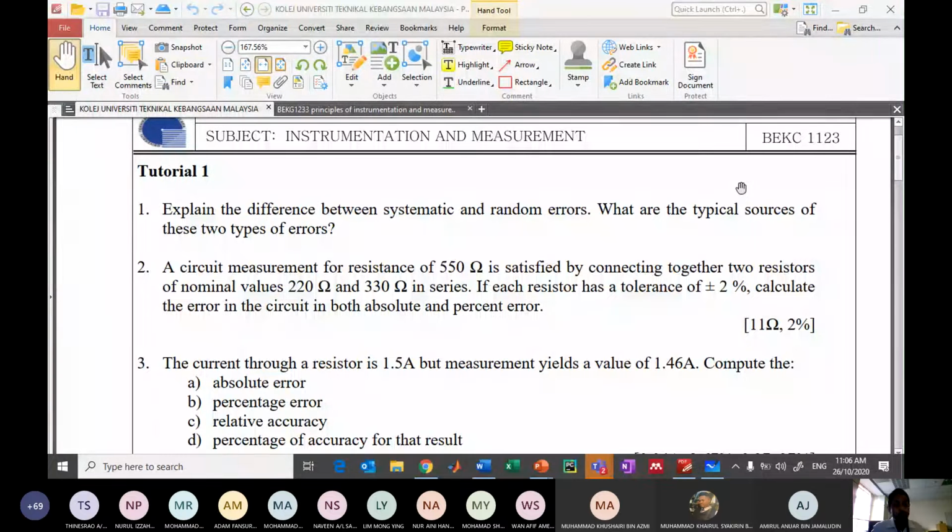I want to move to question number 2. A circuit measurement of resistance of 550 ohm is satisfied by connecting together two resistors, 220 ohm and 330 ohm in series. If each resistor has a tolerance of plus minus 2%, calculate the error, both absolute and percentage. Okay, so let's start with this one. This one is quite simple.